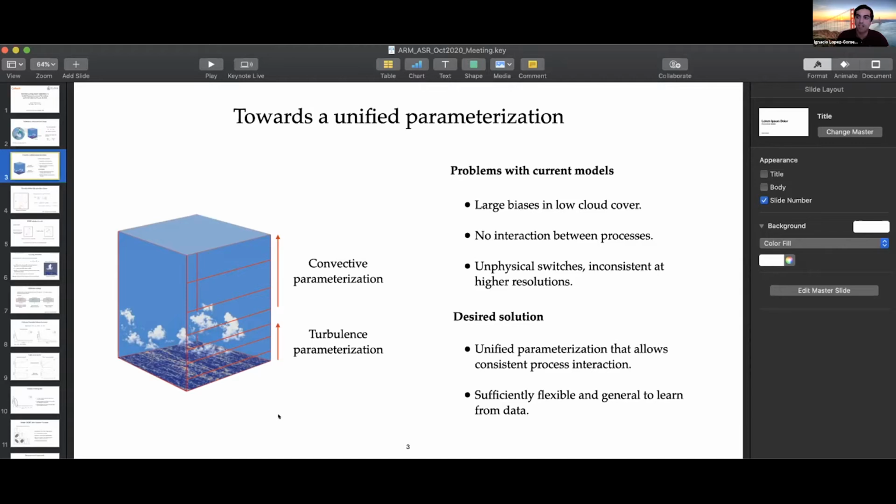So what we'd like, our desired solution, would be to have a unified parameterization that allows a consistent process interaction at the subgrid scale from an interaction between the turbulent and convective processes. And we would also like a parameterization or a model that is sufficiently flexible and general to actually be able to learn from data and reduce the biases that we encounter today.